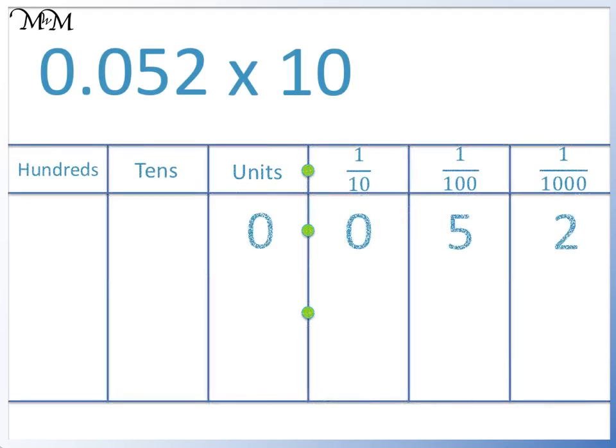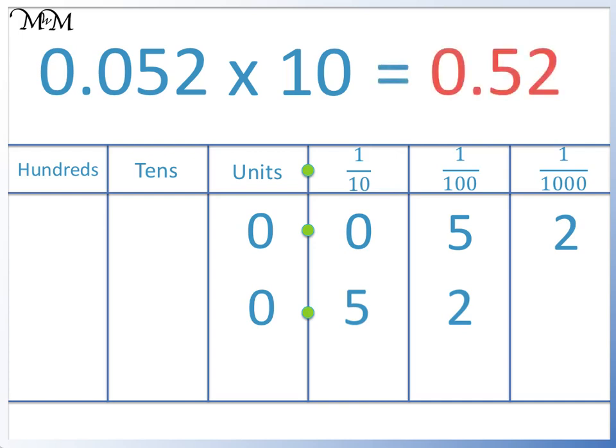0.052 times 10. Because we are multiplying by 10, we will move each digit one place to the left. We'll start with the 5. We move it one place to the left into the tenths column. The 2 will follow and it moves one place into the hundredths column. Finally, we write a 0 in the units column. 0.052 times 10 equals 0.52.